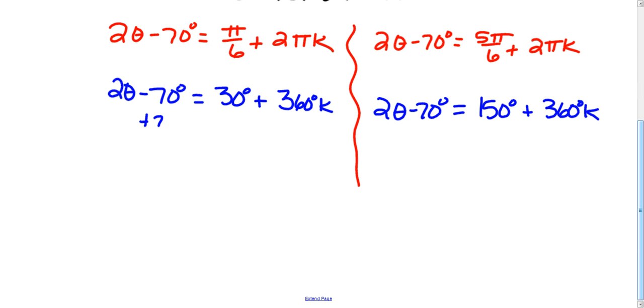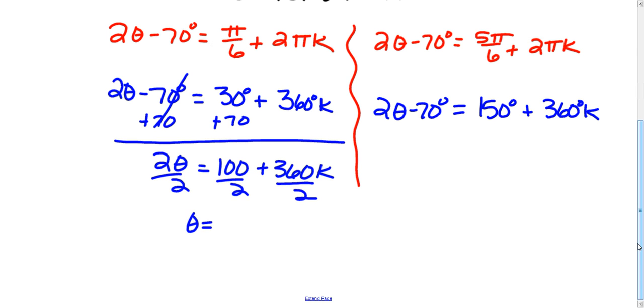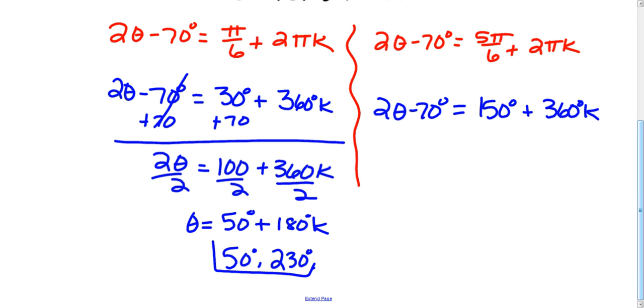Now I'm going to add 70. I can only add 70 to something that does not have a variable with it. So 30 plus 70 is 100. Divide by 2. And theta will be 50 plus 180k. So my first answer will be 50 degrees. And then I'm going to add 180 to that. That would be 230 degrees. If I added 180 to that, I would be over 2 pi, which is 360 degrees, so I don't need to worry about that.